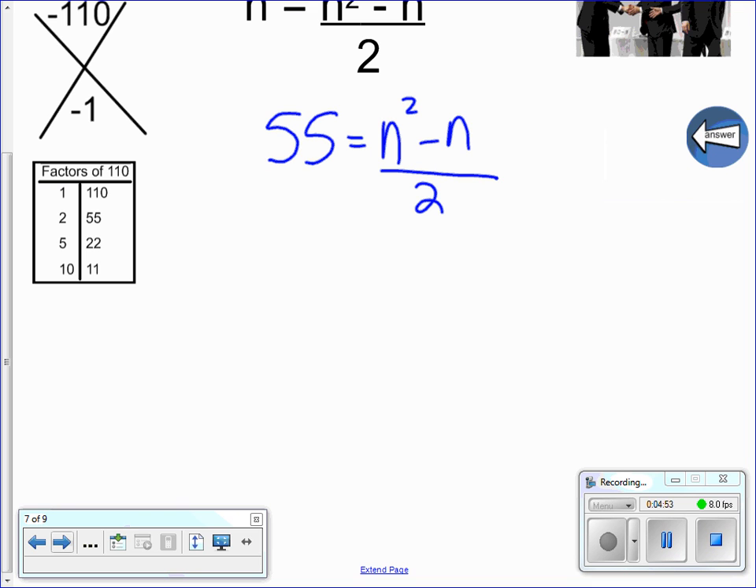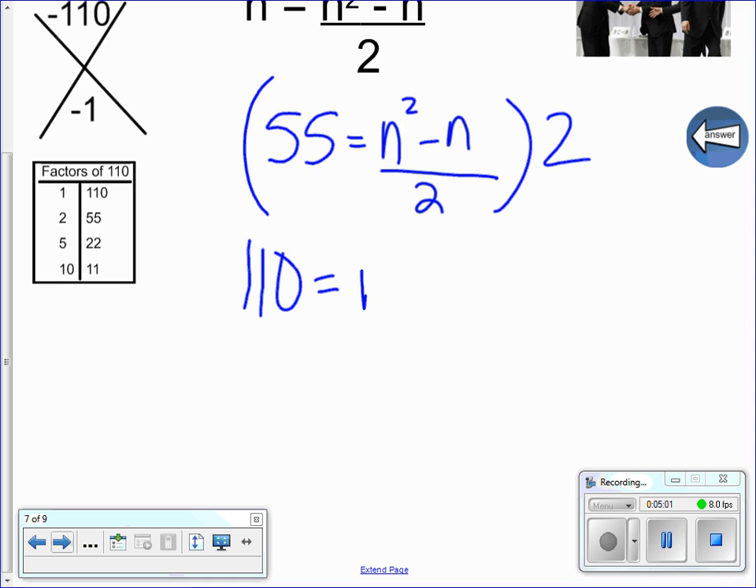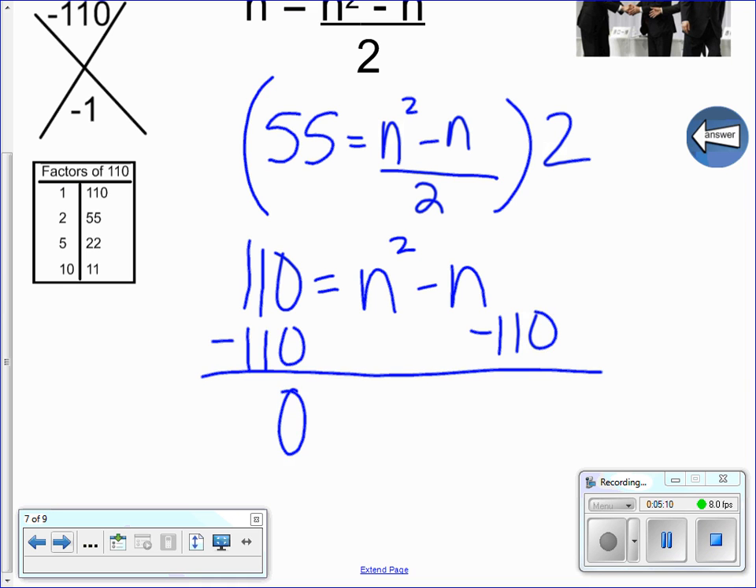So the first thing we don't like about this equation is that there's a fraction. So let's multiply by 2 to get rid of the fraction. That gives 110 equals n squared minus n. And it has to equal 0, so I'm going to subtract 110 from both sides. That gets me 0 equals n squared minus n minus 110. So what two numbers multiplied together equal 110 and add together to equal negative 1?